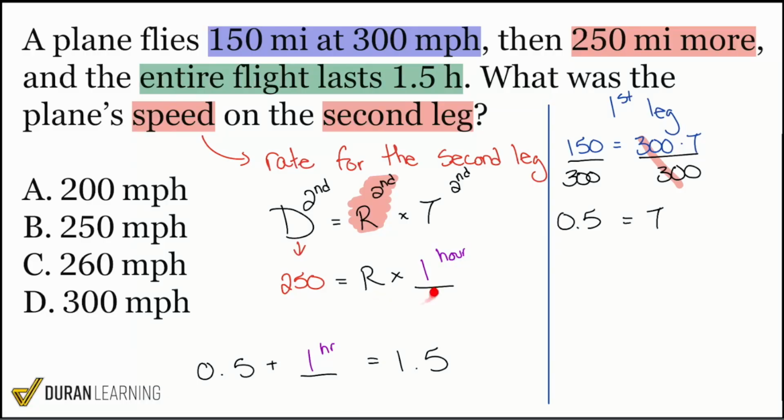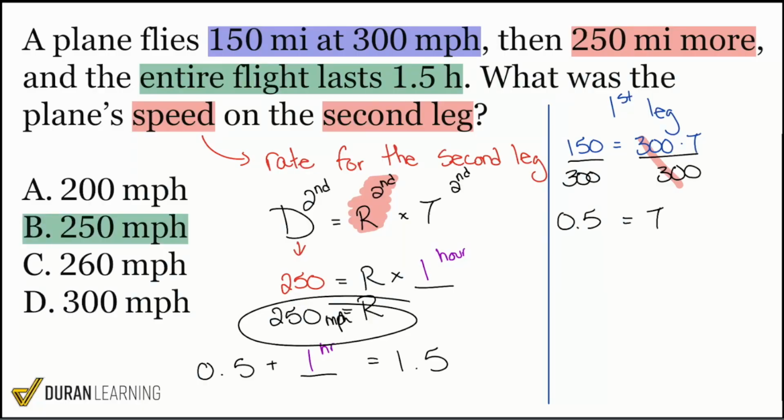Because anything times 1 is just going to be itself. So by default, the rate is going to be 250 miles per hour. And that's going to drive in the correct answer as B.